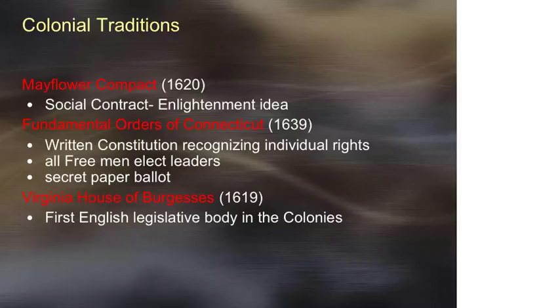The Fundamental Orders of Connecticut is a written constitution for Connecticut, as we've talked about in the past, and it recognizes that individuals have rights. This is one of the things we're seeing: protected rights that people have, and they're beginning to try to enshrine those rights in law and make sure they are retained over the years. Another right that hasn't really come up in things like the Magna Carta and the English Bill of Rights, but comes up in the Fundamental Orders of Connecticut, is the secret paper ballot. We hadn't really talked about that, but this idea is expressed there, as well as the idea that all free men can elect leaders.